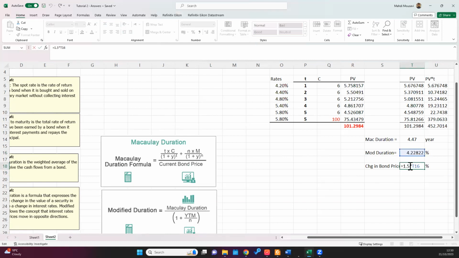Remember, here in our case, interest rate is going to increase. Then the change in the price of bond would be negative. So it means that minus 6.34% is the change in the bond price.